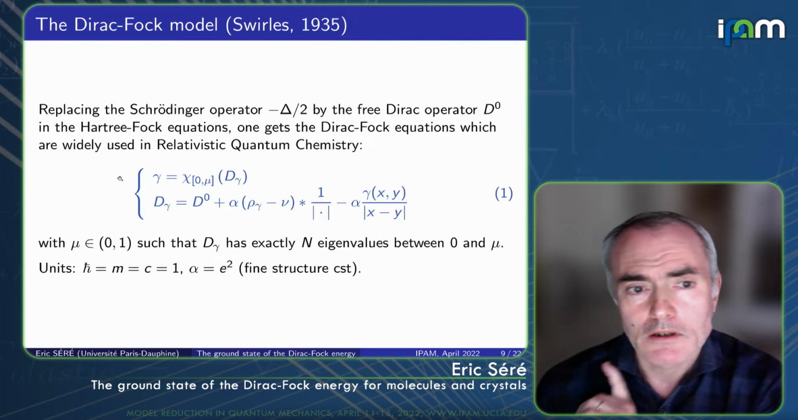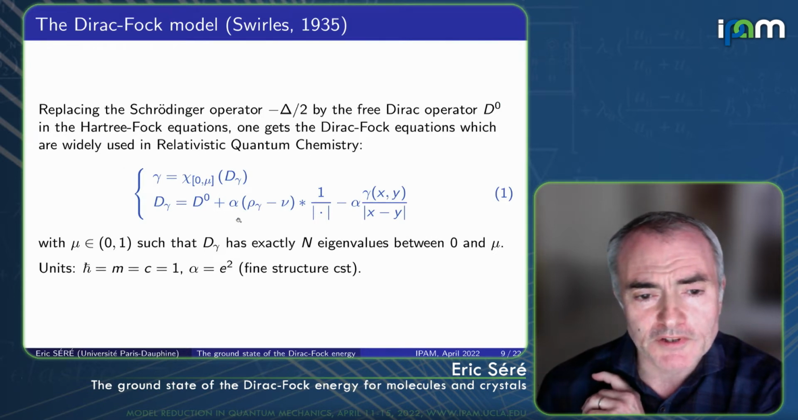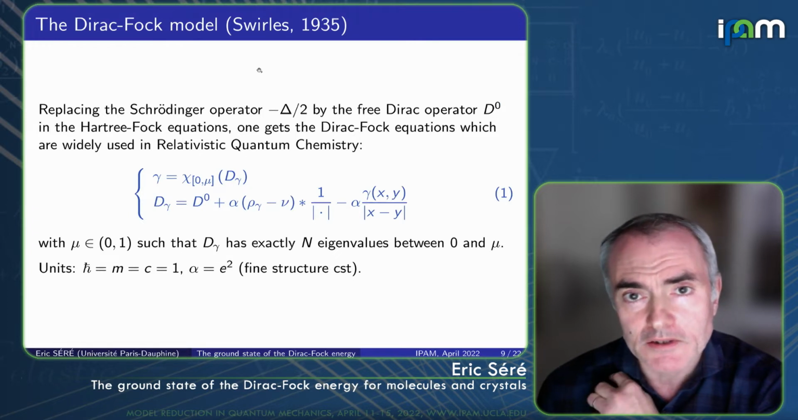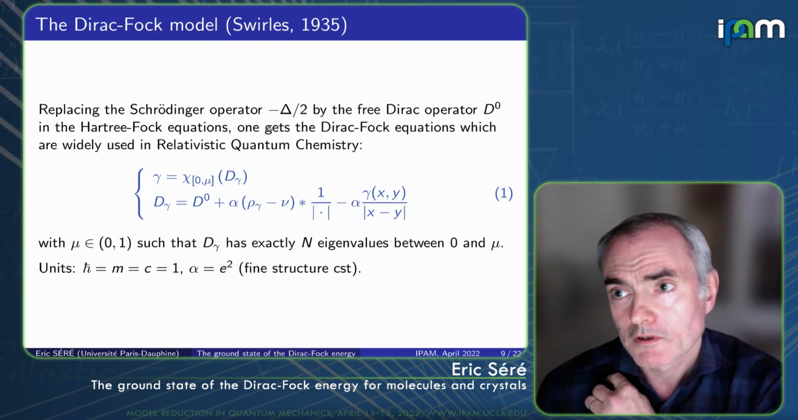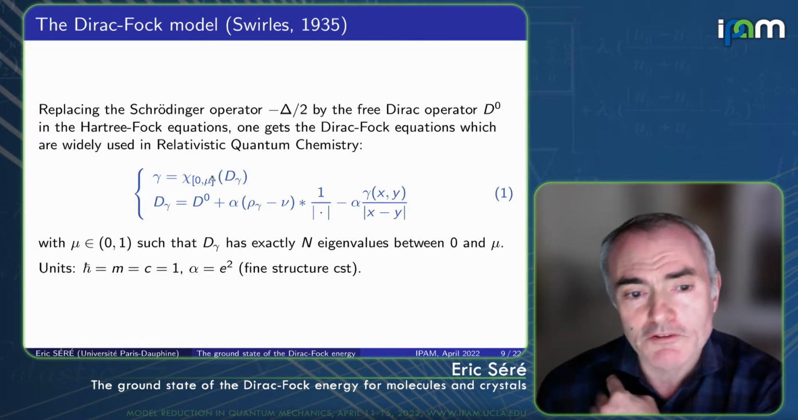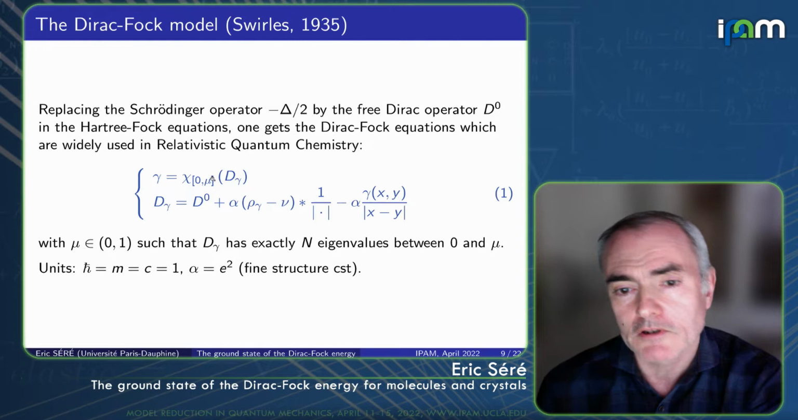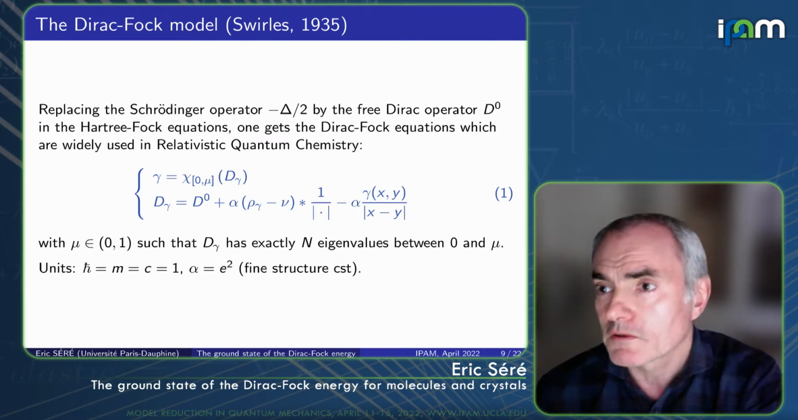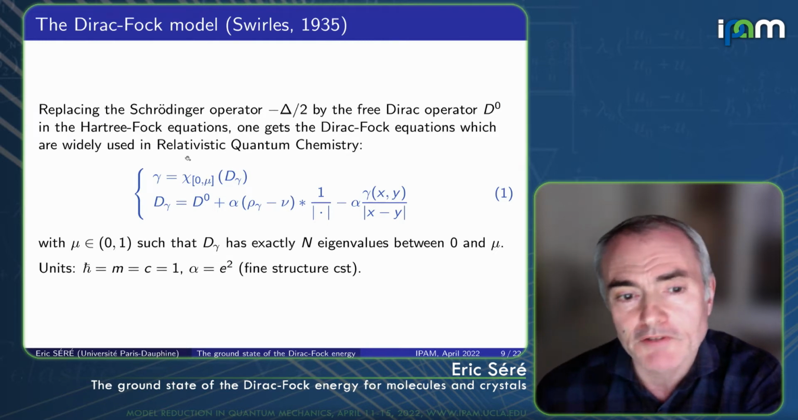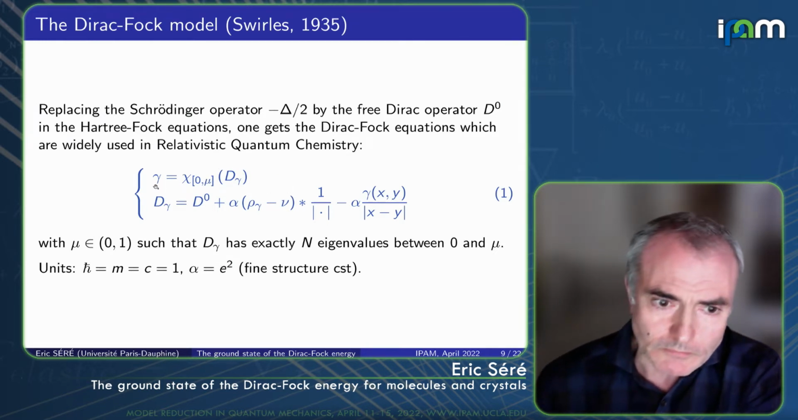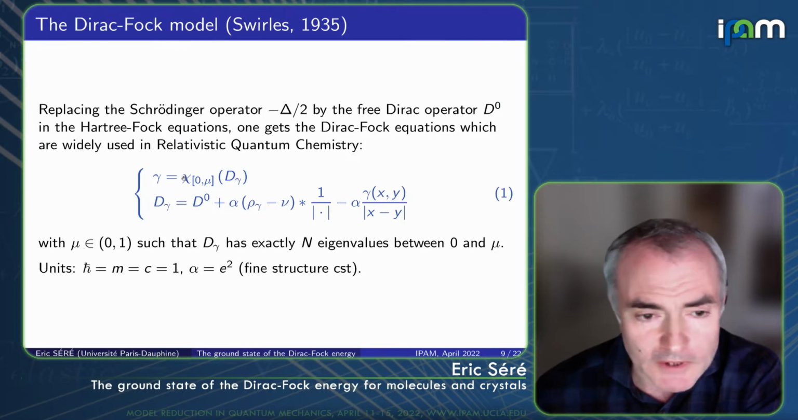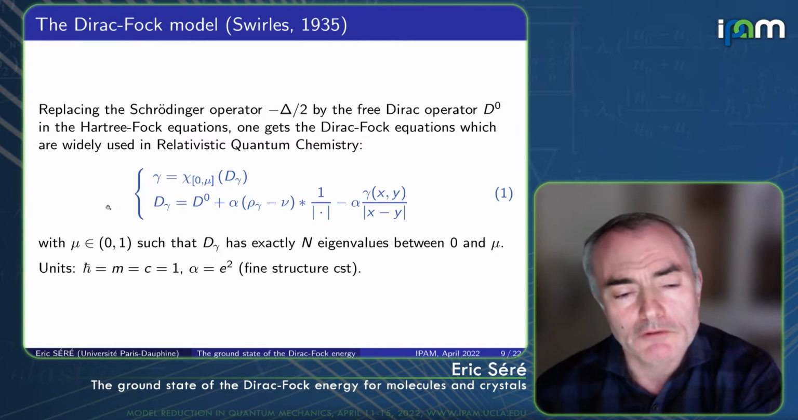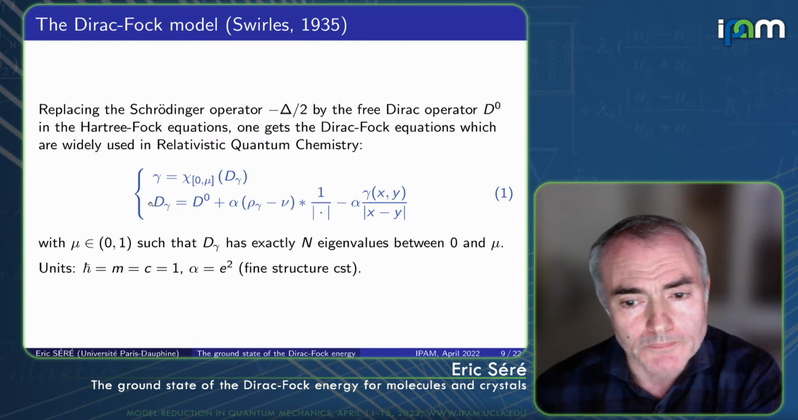But I first presented the Euler equation because that's how it's explained in Swirles' paper. She just looks at the equation as a self-consistent equation, really in the spirit of what is done in quantum chemistry very often. You look at this as a fixed point problem. So that's the way she derived the equations, just replacing the Laplacian by the Dirac operator D0.